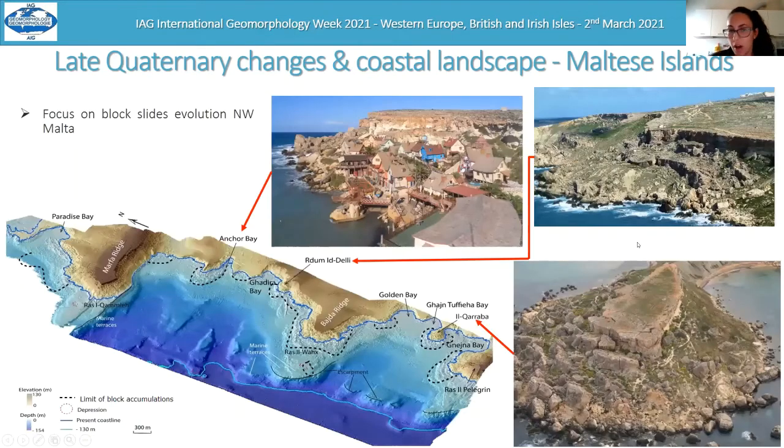Then we focused on the coastal block slides affecting the northwestern coast of the island of Malta. Here, these block slides continue on the seafloor, reaching a maximum depth of about 40 meters. So the main part of this runout is now submerged.